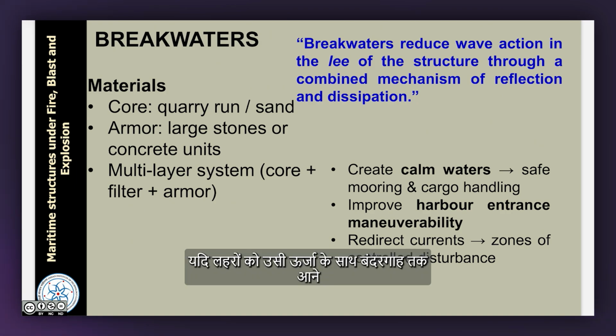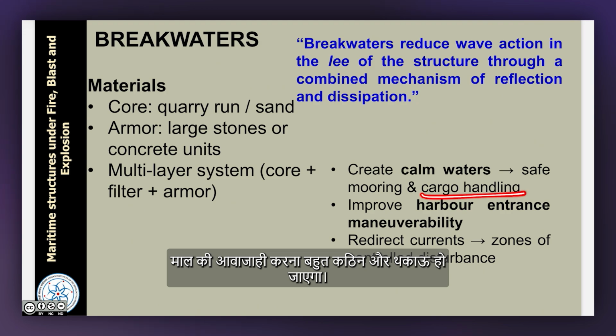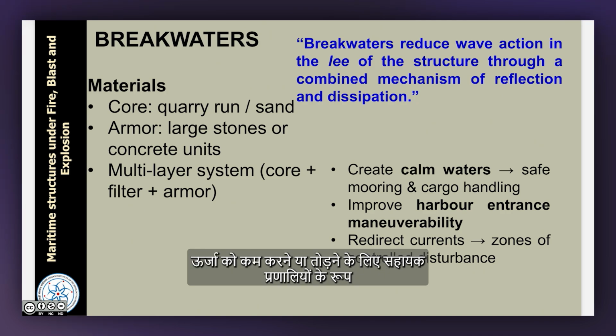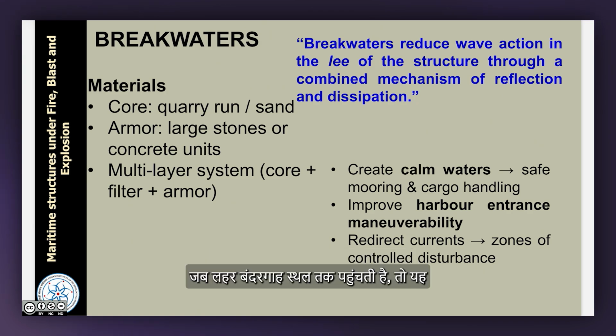If the waves are allowed with the same energy to come and touch the harbor side, then there will be a lot of roll and heave motions happening on the vessel, and the vessel is very difficult to unload, or cargo handling becomes a tedious and very difficult job. So, you need to have a calm environment along the coastal side, and people construct breakwaters as supportive systems to reduce or break the wave energy as the wave reaches the harbor side.